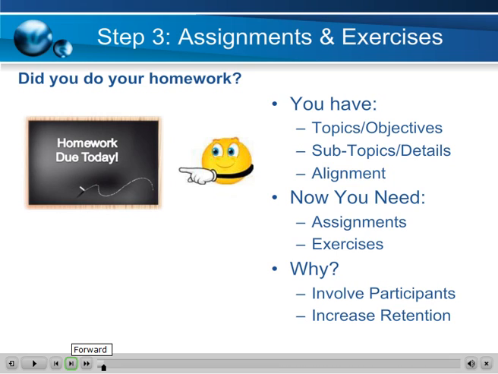Now we're going to take each of your topics and the details that you've decided to include and create assignments or exercises to involve your participants in the learning process.